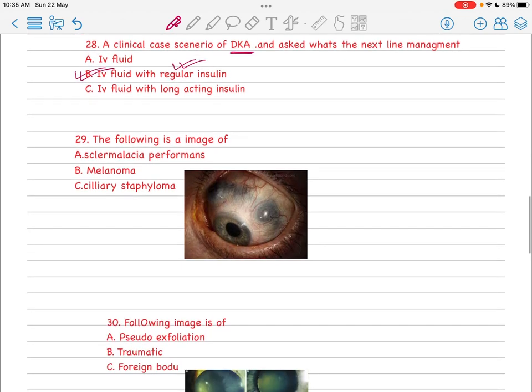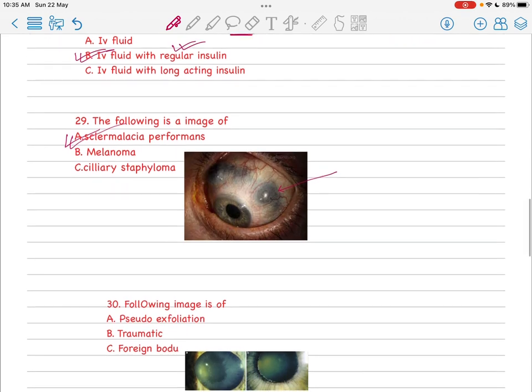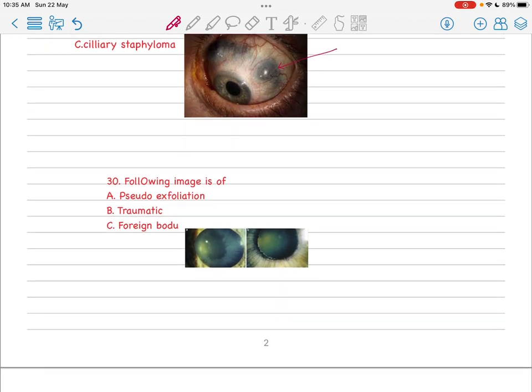Next, what is the following image? This black dot is seen, and this is simply scleromalacia perforans. And an ophthalmological image has also been given, and this shows pseudoexfoliation.